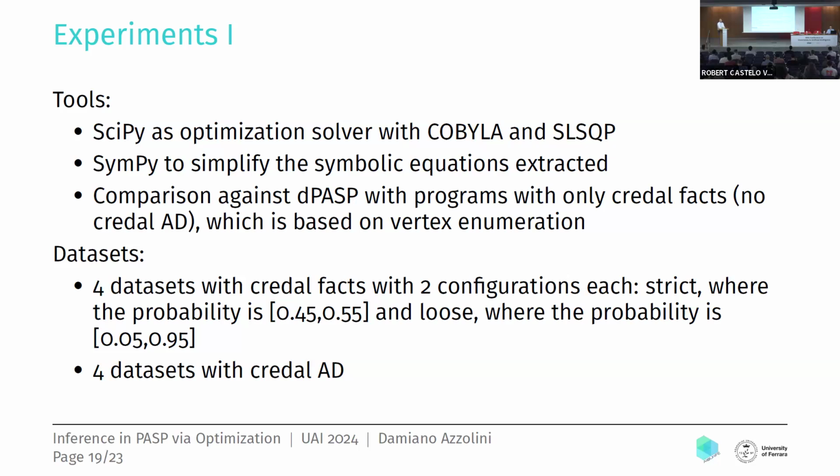We use SymPy to simplify the symbolic equation. If you remember from the example I showed you, we can simplify the original equation. We are left with only one term. This is the main idea why we decided to simplify the equation: in order to allow the optimization solver to work properly. And we compare again to another existing tool, DPASP, which only supports credal facts.